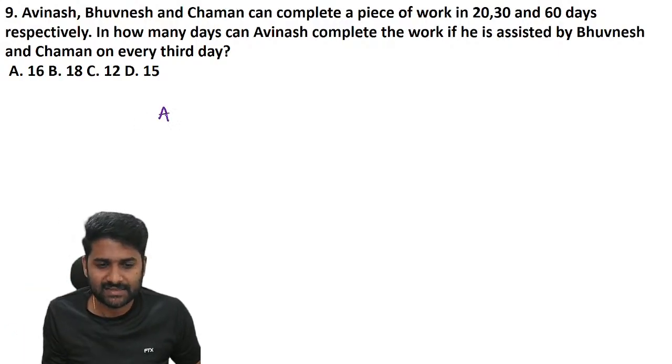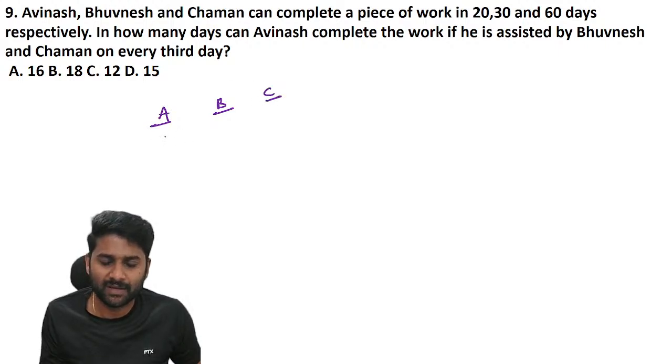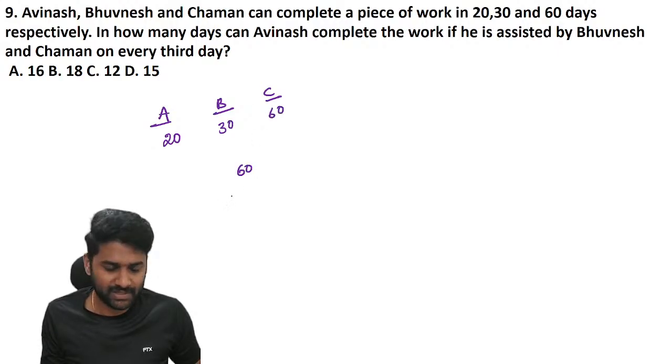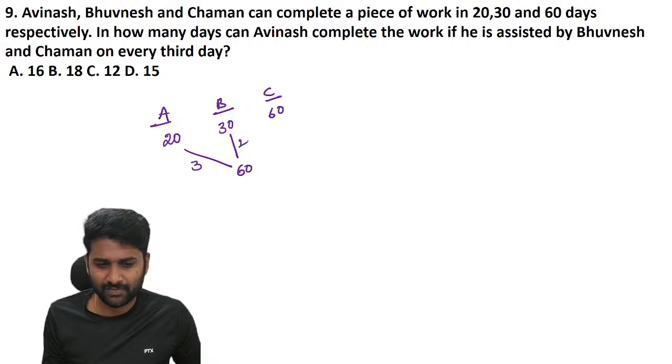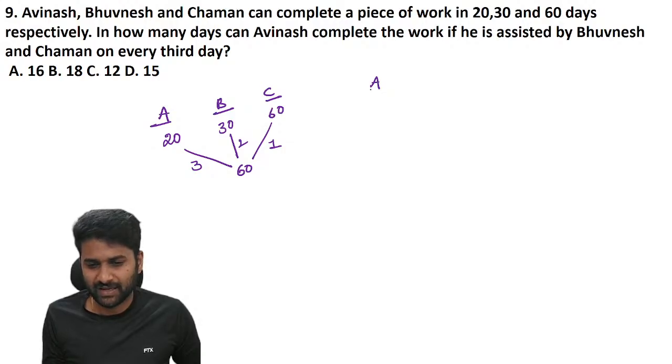See, understand this statement. There are three persons, Avinash, Bhuvanesh, and Chaman. Avinash takes 20, Bhuvanesh takes 30, and Chaman takes 60. The total work is 60 units. Efficiency of A is 3 units per day. Efficiency of B is 2 units per day. Efficiency of C is 1 unit per day. Now the question clearly mentions that Avinash is assisted by Bhuvanesh and Chaman on every third day.